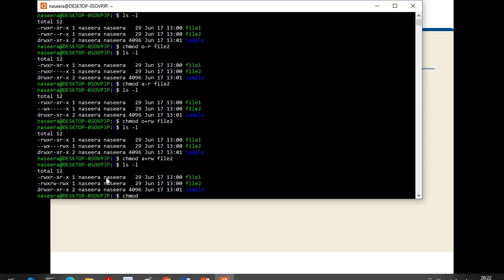chmod o equals r, only read permission for others, for file 2. What are the permissions? Read, write, execute. All three permissions are there for file 2. Now I am giving only read permission. Yes, so only read permission has been given to file 2. In that way, by using these symbols, we can control the file permissions in the UNIX operating system.